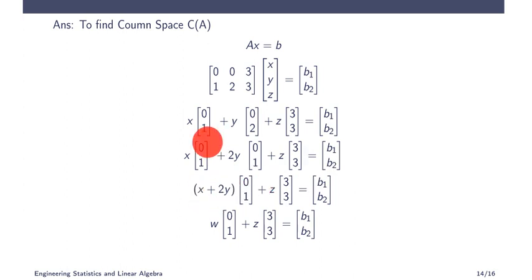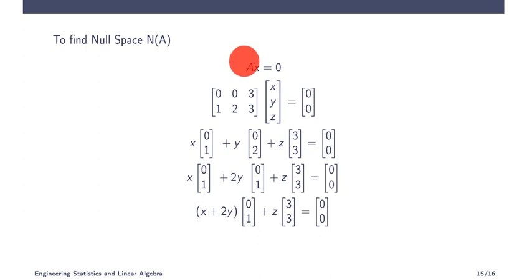Now if I take x plus 2y together with [0 1], plus z [3 3] is equal to B, or instead of x plus 2y I can write a new variable w. So w into [0 1] plus z into [3 3] is equal to B, or B1 is equal to 3z and B2 is equal to w plus 3z. So substituting w and z, whatever values you get, we can say that the column space is a linear combination of vectors [0 1] and [3 3]. One of the vectors is dependent on the other one; we will see in the coming classes what independent and dependent mean.